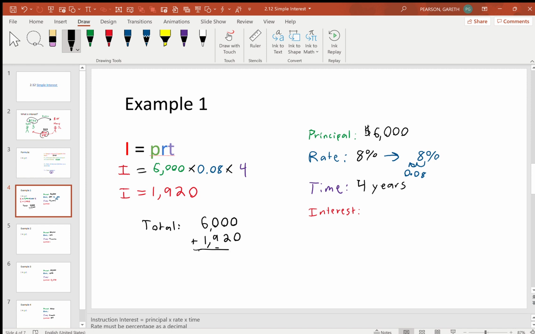So your total that you would have to pay back would be $7,920. That's how much you would pay back in total. Now, that's for example 1. Let's go ahead and move to another example.